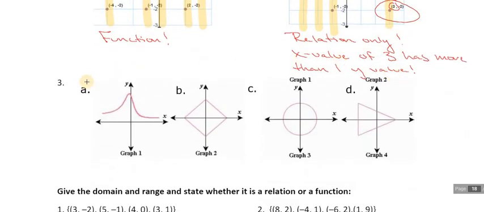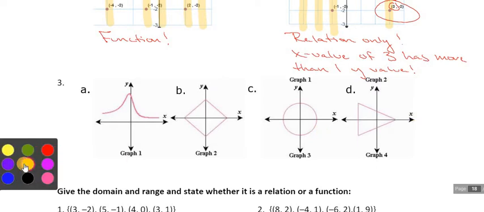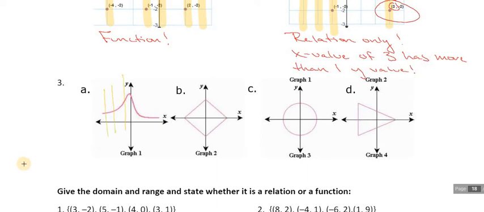Okay, in number 3, we've got A, B, C, D. Let's look at some vertical lines. Well, if I think about drawing vertical lines in A, I'm never going to hit more than one point, which is good. So that means A is a function. However, B, pretty much any vertical line that I draw, I'm going to be hitting more than one point. So B is a relation only, not a function.